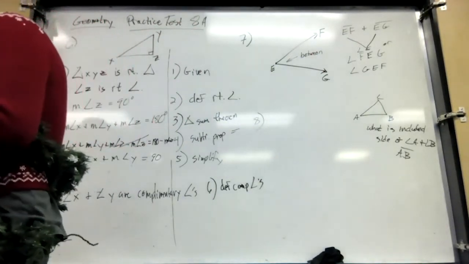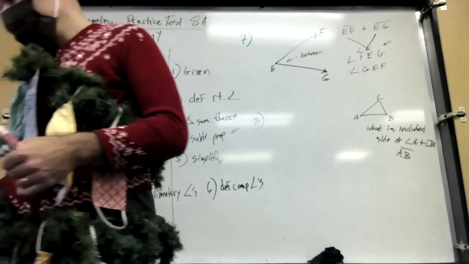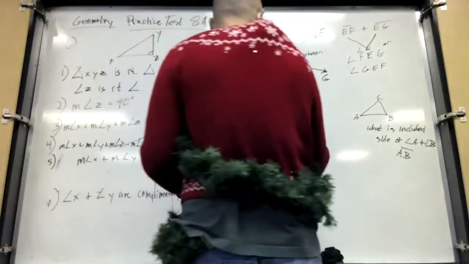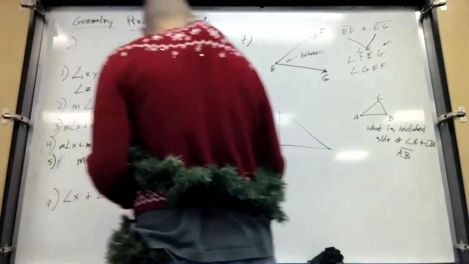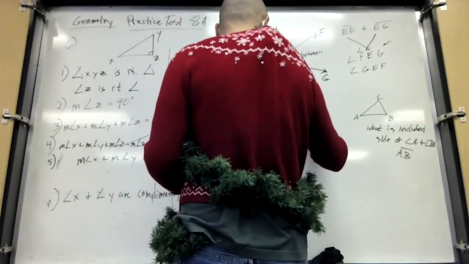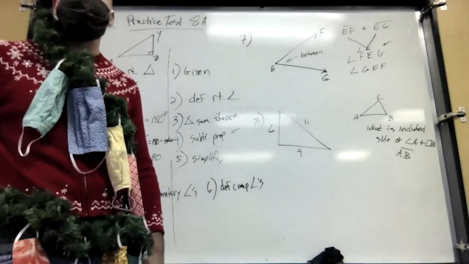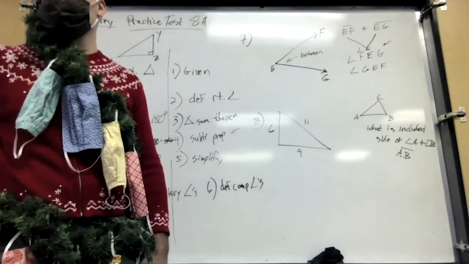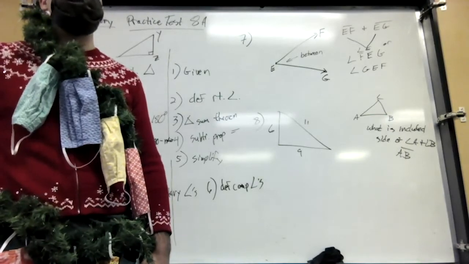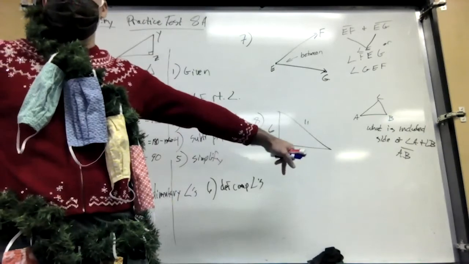Okay, number 8. Is this a right triangle? Yes, it sure does look like it, doesn't it? How do you determine if that's a right triangle? It looks like it because it's drawn like that. But how do you prove that it's a right triangle?